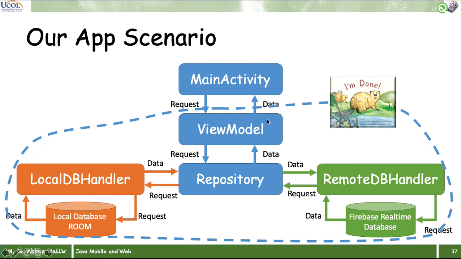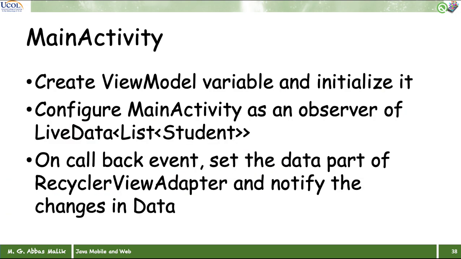You can see that. Okay, and then we talk about the main activity. We have already seen the interface right in the beginning. So now what we need to do, we need to create a view model variable and initialize it. We also need to configure the main activity as an observer of the live data. It means that whenever there is a change inside the room database values or the students table, it will automatically come back to the main activity and run a specific method to update the user interface.